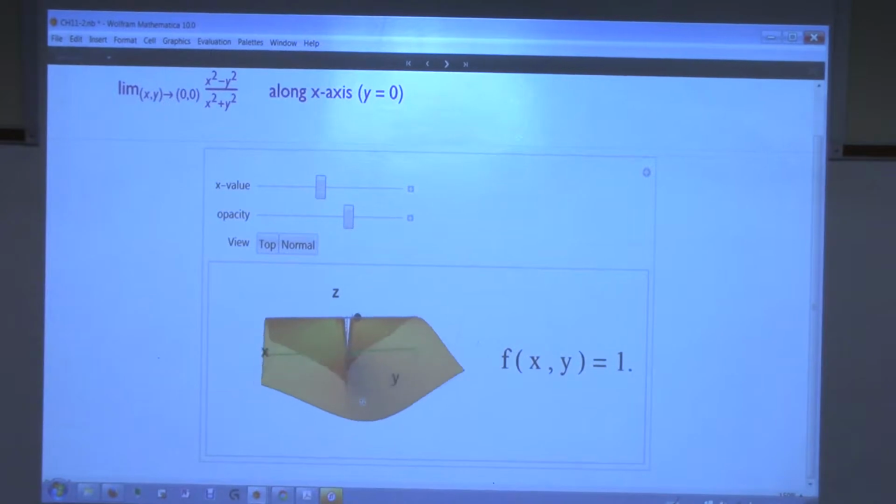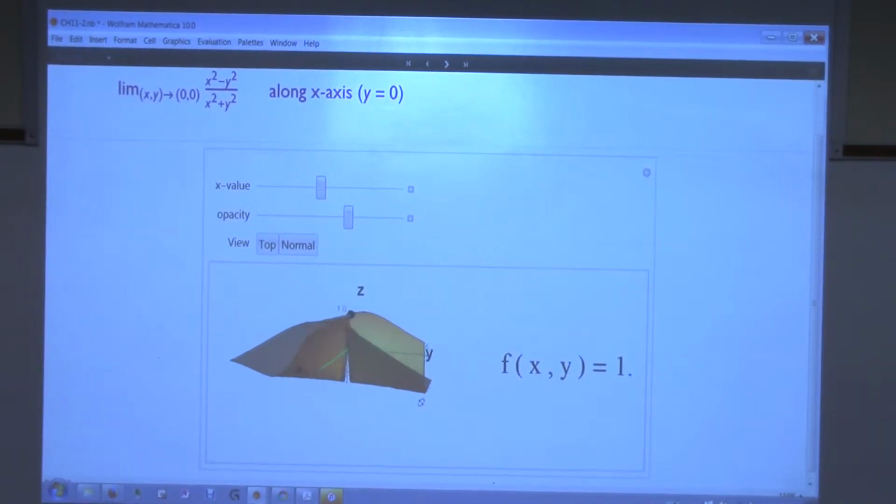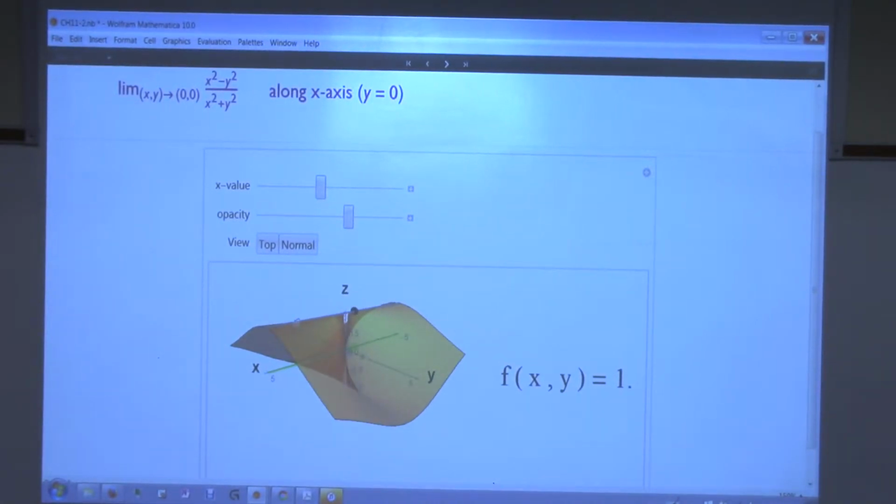From the side, it's almost like a fortune cookie, right? It's like folded across the top, and you're running along that top edge, and then all of a sudden, at the origin, it drops down. It actually becomes undefined. It doesn't drop down, it just is undefined. But along that x-axis, it's up there at 1. Understand? No questions? Okay, now let's look along the y-axis.